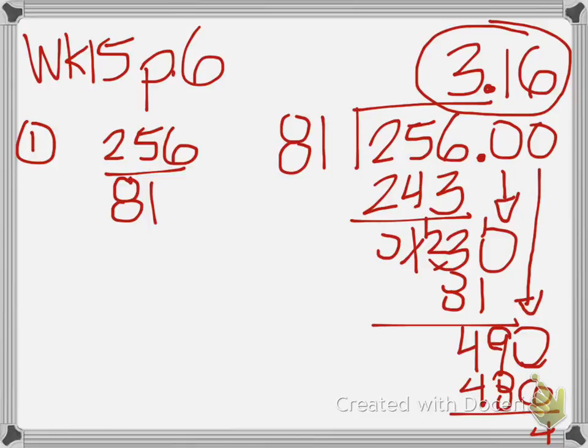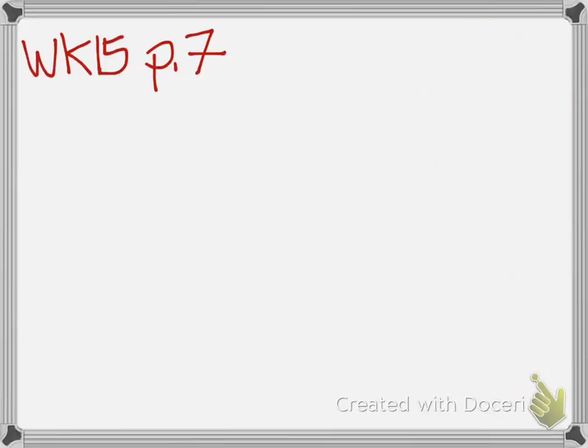Go ahead and continue that process for numbers 2, 3, 4, 5, and 6 for the Greeks, Hindu, Roman, Chinese, and Babylonian. Okay, at this point, you can go ahead and pause the video if you're still working on week 15, page number 6. We're going to work on week 15, page number 7.